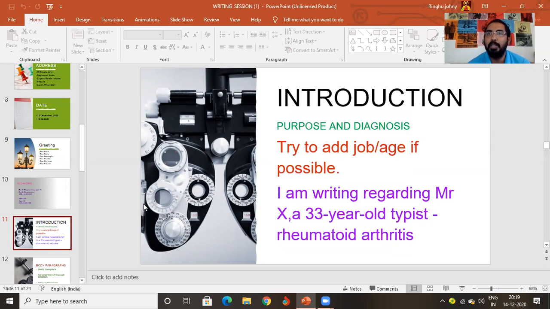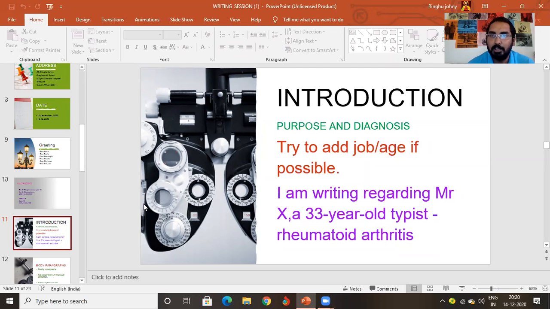In the introduction, only two main things will decide your letter: purpose and diagnosis. For example, I'm writing regarding Mr. Johnny, comma, or just leave it. I'm writing regarding Mr. Johnny, who was diagnosed with pneumonia, full stop. He requires ongoing care and management. So the purpose and the diagnosis are there, and the symbol, leave it.